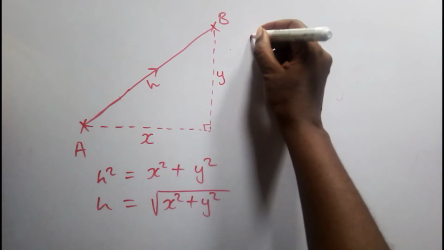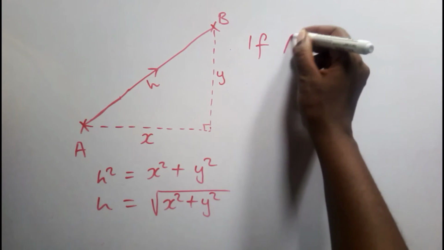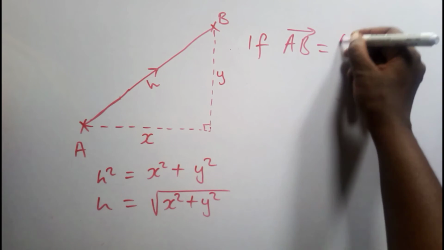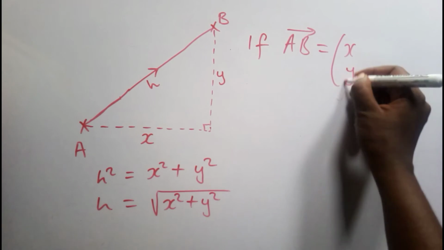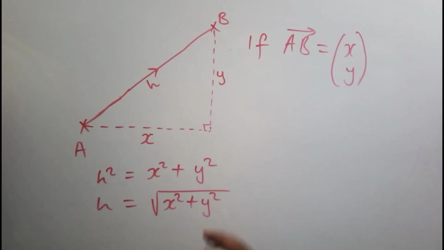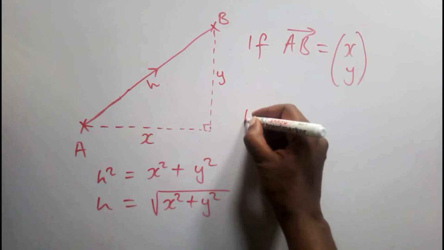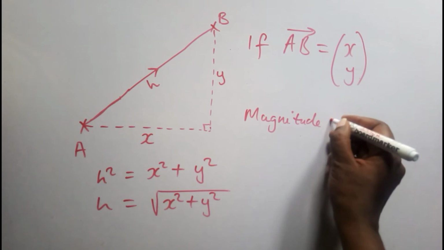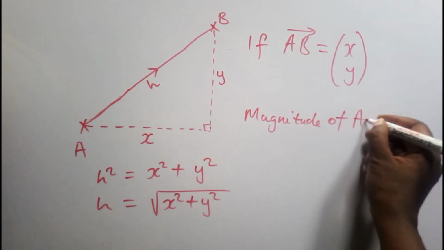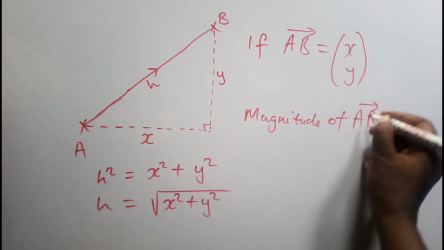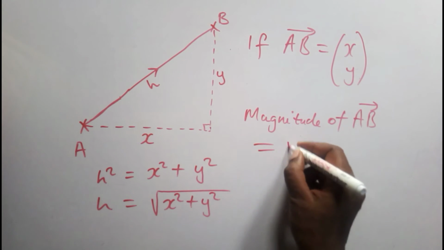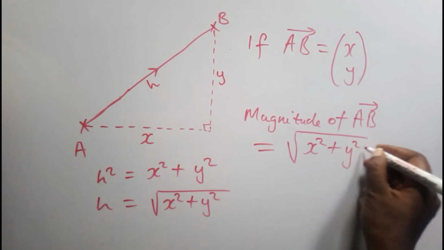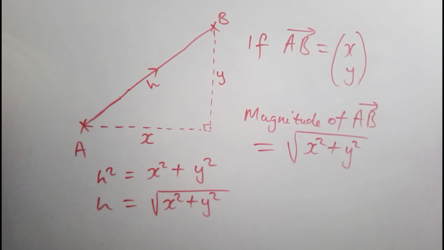So what this means is that if AB is represented by the values x, y, those are the values that represent our vector, the x component and the y component of the vector, the magnitude of AB becomes the square root of x squared plus y squared, as you can see right there from what we proved using Pythagoras theorem.